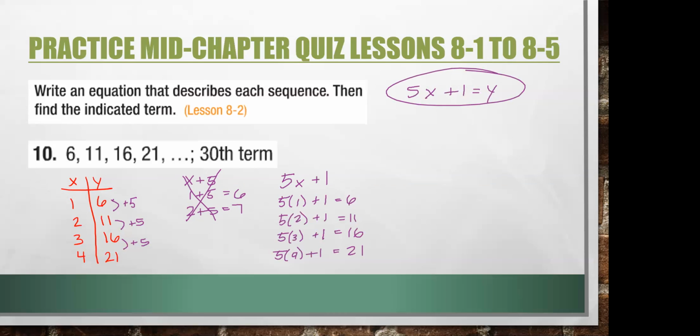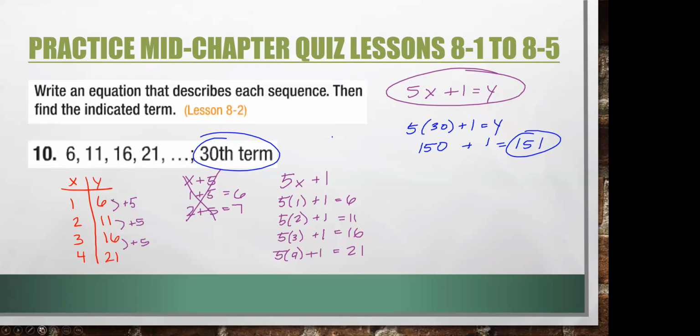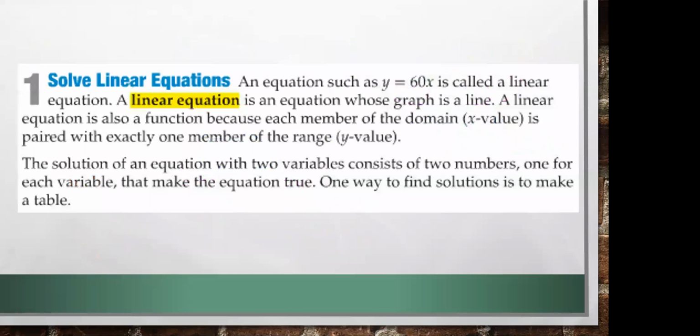Then it asks for the 30th term. So in place of x, I'm going to put 30, and that's going to give me y. So 5 times 30 is 150, plus 1 is equal to 151. Okay? All right. So just make sure when you're coming up with equations that it works for each term, because like for this one, it worked for the first term, but not the remaining terms. Okay? So it's got to work for all of them.